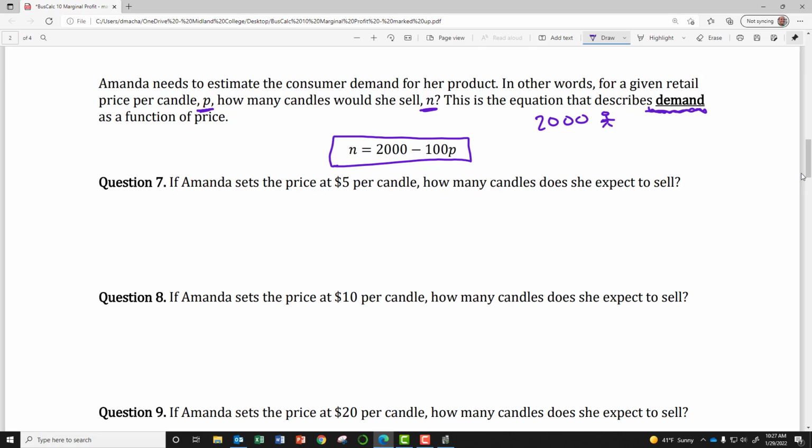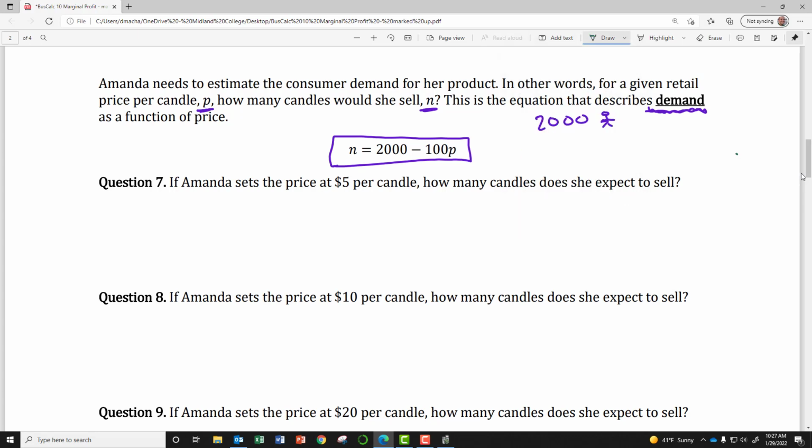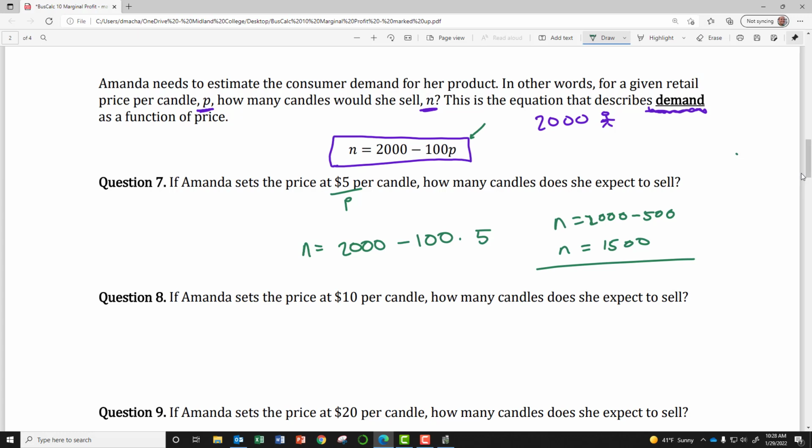Question 7 says, if Amanda sets the price at $5 per candle, how many candles does she expect to sell? And so this is our price. So you write the function N is equal to 2,000 minus 100 times $5. And so 100 times 5 is just 500. So we've got 2,000 minus 500, and 2,000 minus 500 is 1,500. So if she sets the price at just $5 per candle, she could sell 1,500 candles, according to this model of our consumer demand.